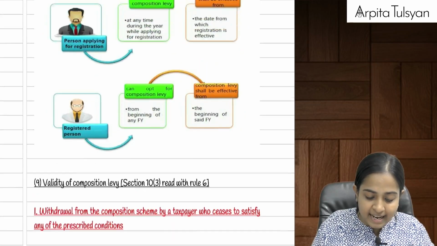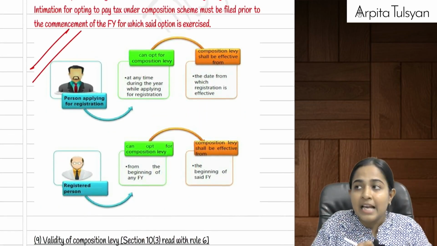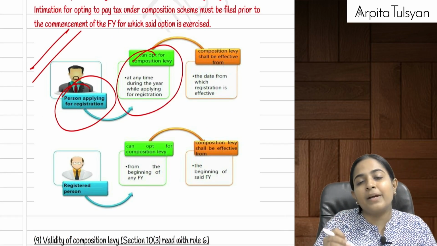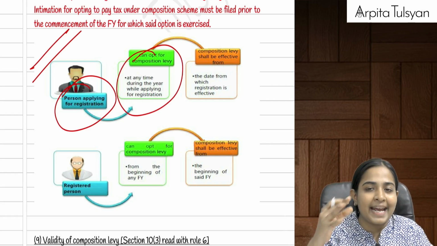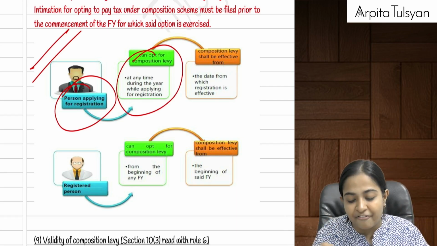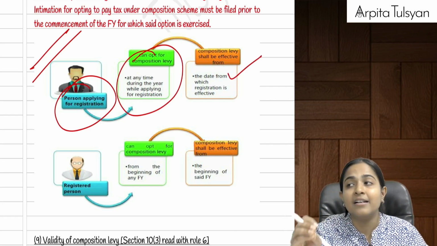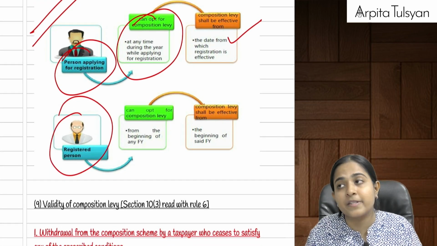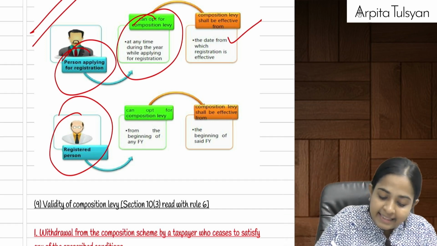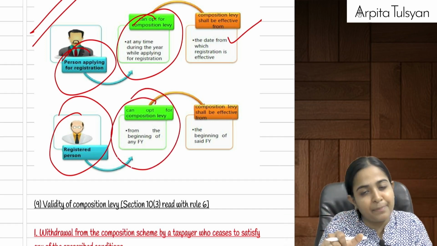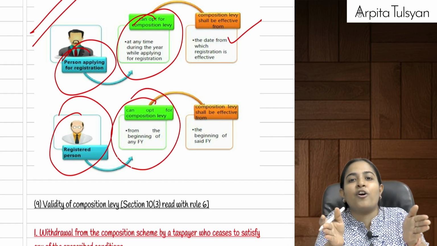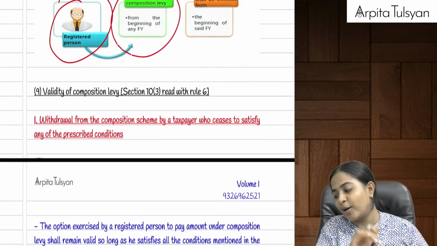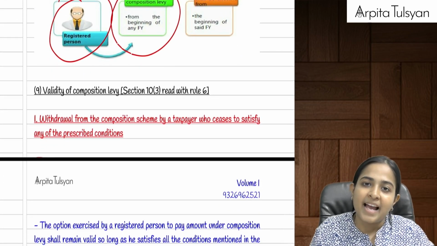So see the difference, everyone. In the summary diagram, can you see the difference? The person who is applying for registration for the first time can apply for registration under the composition scheme at any time, and from the day his registration becomes effective, he will be considered a registered person. And if that person was already a registered person and now wants to come under the composition scheme, then he can opt for composition levy from 1st April of any particular year, but the intimation for that should be filed before the commencement of that financial year. The government should know beforehand that you are going to go under the composition scheme. Are you clear with this?